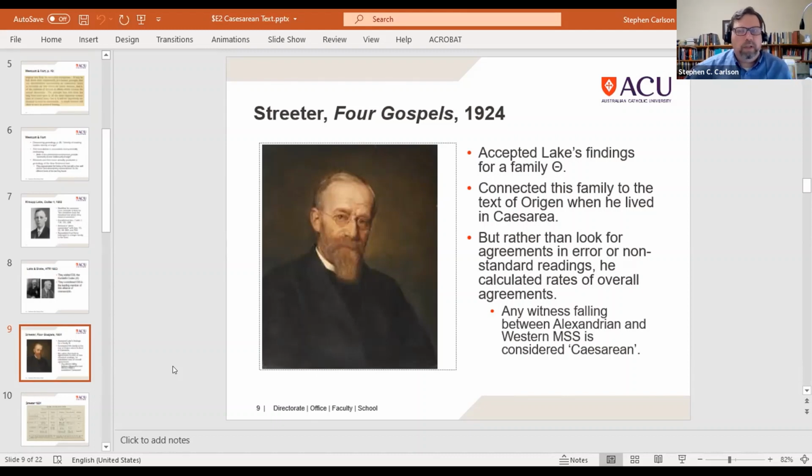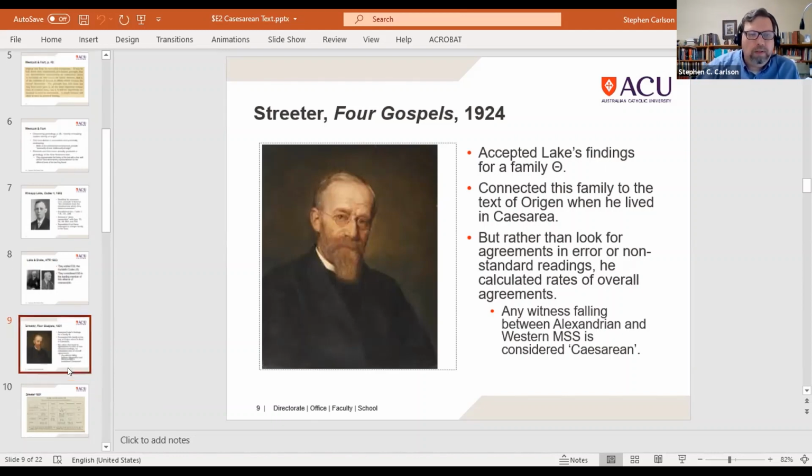But rather than look for agreements in error, non-standard readings, he decided to calculate rates of overall agreements. And any witness that fell in agreement rates between Alexandrian ones and Western ones, he considered Caesarean. So the way his methodology works, it's kind of like a grab bag of manuscripts that don't fit. Anything that can't be easily classified as Alexandrian or Western, and not Byzantine, just ends up in this category called Caesarean.